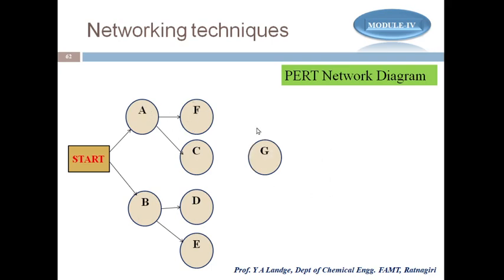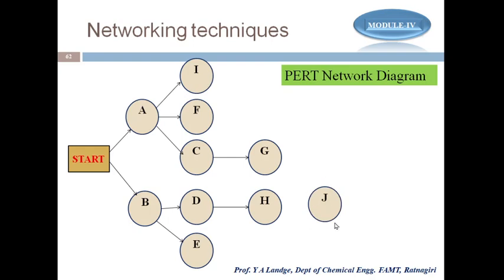Similarly, I am writing G, but G depends on C, that's why I am taking it forward. H is also taken forward just because H depends on D. Similarly, for the I activity, what is the predecessor? For I, A is the predecessor, so I join A and I.